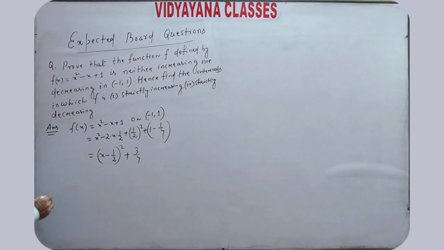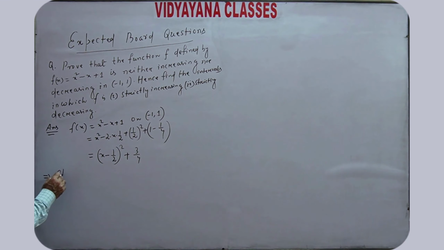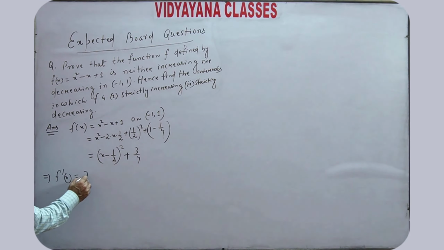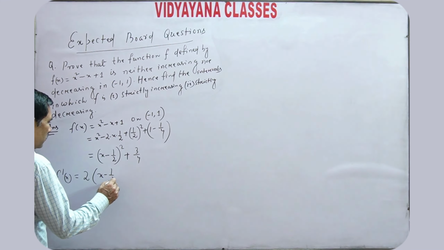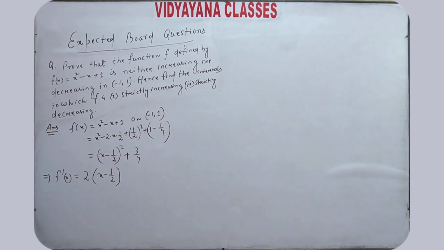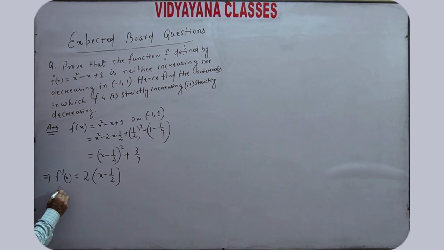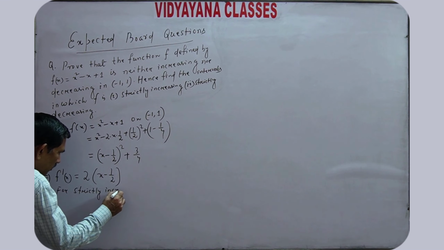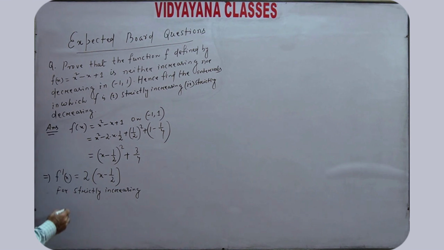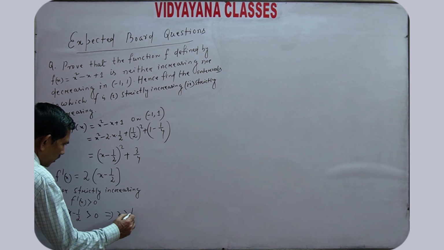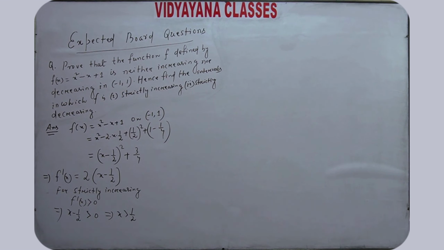Differentiating both sides with respect to x, f'(x) = 2(x − 1/2). Clear? For strictly increasing, f'(x) > 0, which implies x − 1/2 > 0, which implies x > 1/2. Clear?